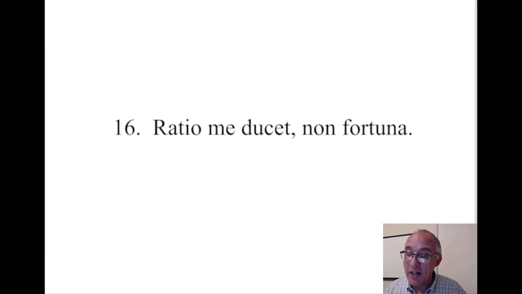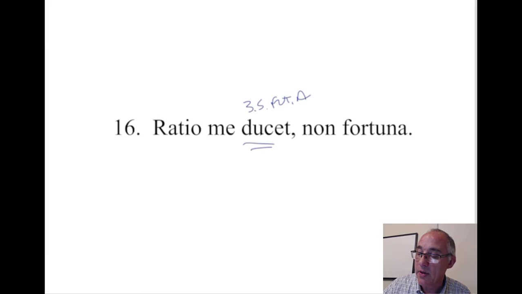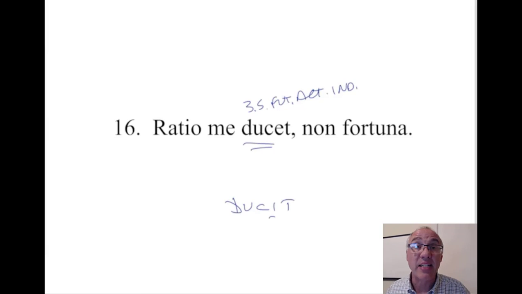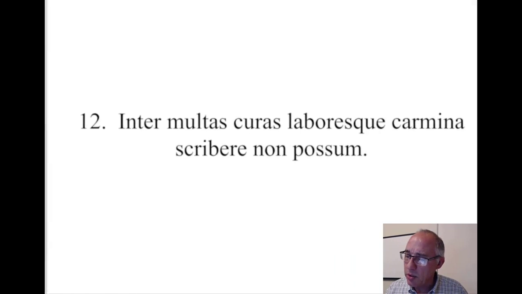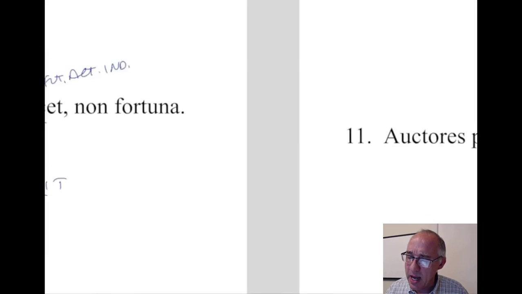Number 11, ratio me ducet, non fortuna. We had that ducet before. It's the future of will lead. Reason shall lead me, not fortune. Third singular future active indicative. For the present tense, it would be ducit. I is the sign for the present tense in the third conjugation verbs. I got the word order a little wrong here, and I knew that at the time.